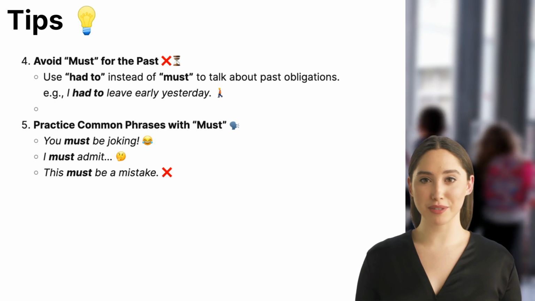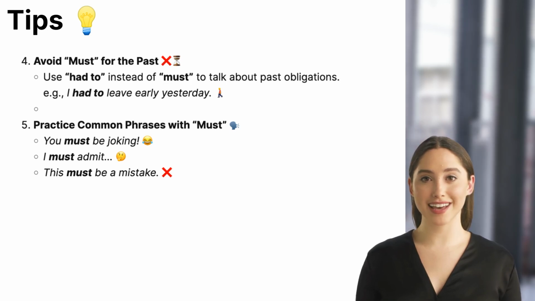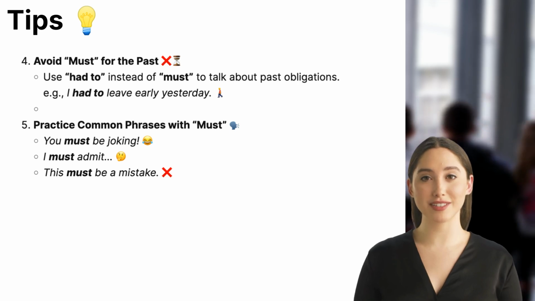4. Avoid must for the past. Must is not used for past obligations. Instead, use had to. Example, I had to leave early yesterday. This means leaving early was necessary in the past. More examples. She had to take an exam last week. We had to cancel our trip because of bad weather. If talking about past requirements, always switch to had to.